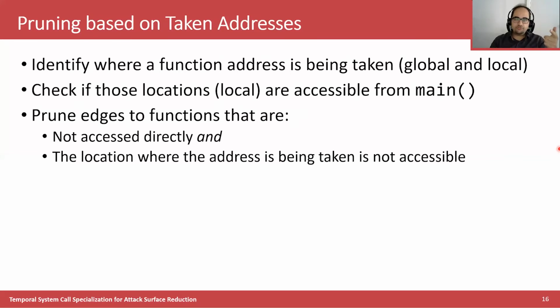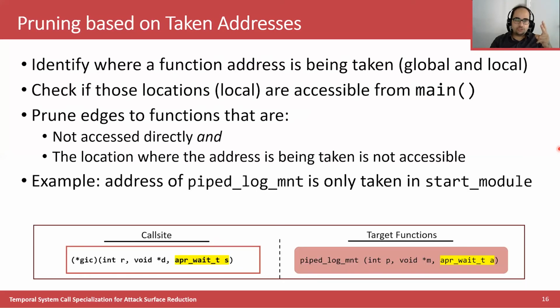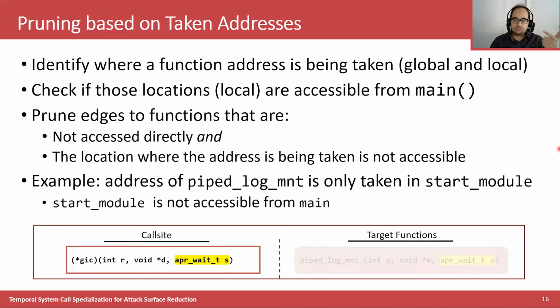Our next pruning technique is based on addresses taken. We identify where a function address is being taken, both global and local. We check if those locations are accessible from main. And then we prune edges to functions that are not accessed directly, and the location where the address is being taken is not accessible. Looking back at the example that we mentioned, the address of pipe log maintenance is only taken in start module, and start module is not accessible from main, so we can remove pipe log maintenance from the targets of this call site.